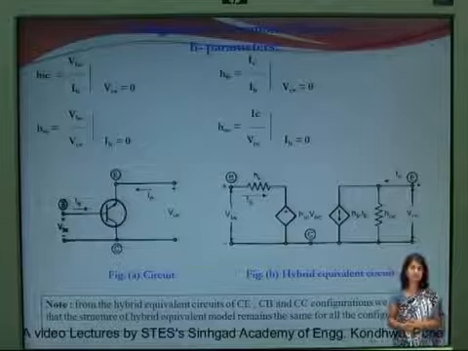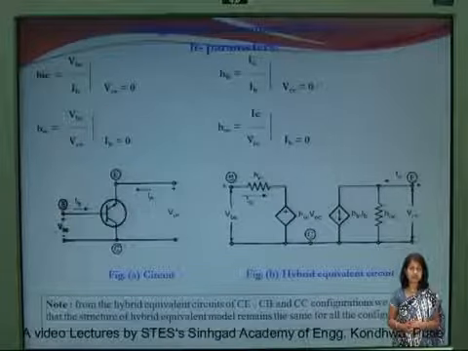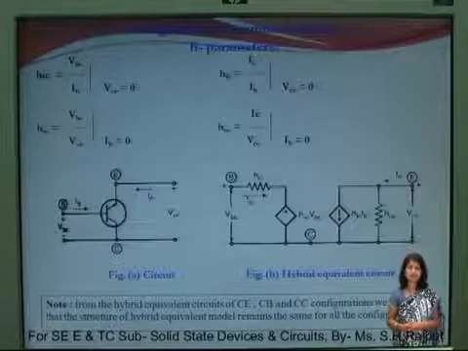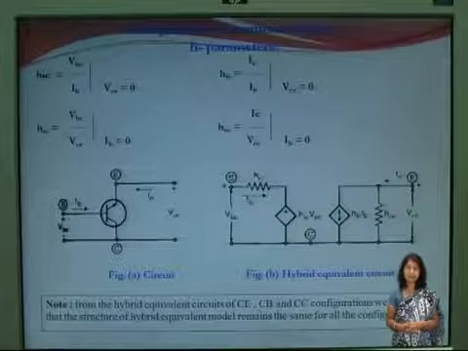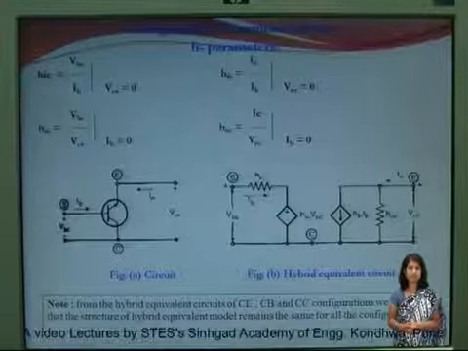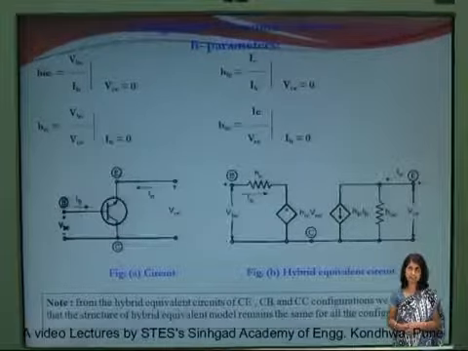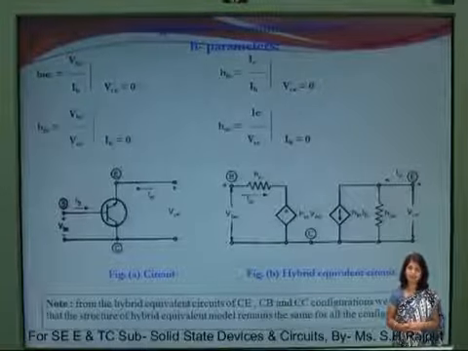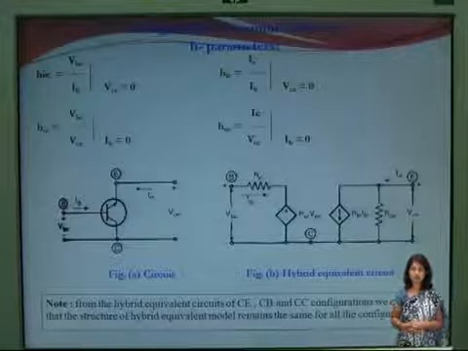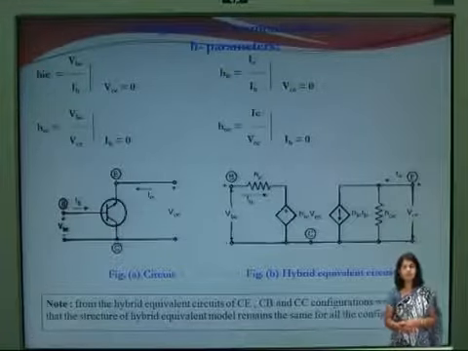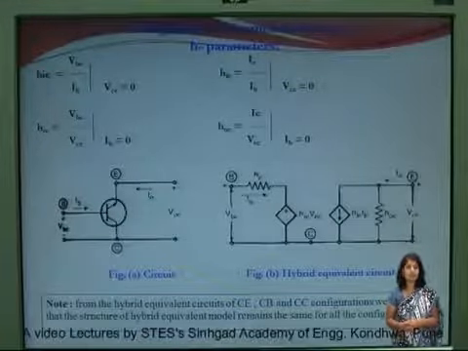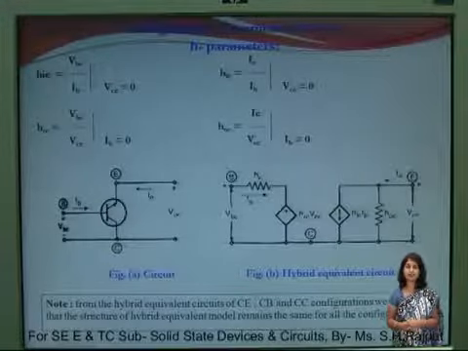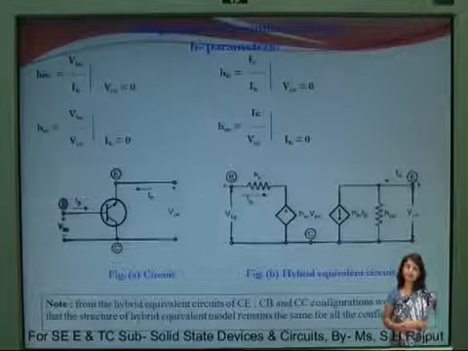Here in the first figure, it shows a common collector configuration where the input is applied between base and collector and the output is taken from emitter and collector. The second figure indicates the hybrid equivalent circuit indicating four parameters hic, hrc, hfc and hoc. If you observe carefully, common emitter, common base and common collector configurations all have the equivalent hybrid structure, indicating 4 h parameters.